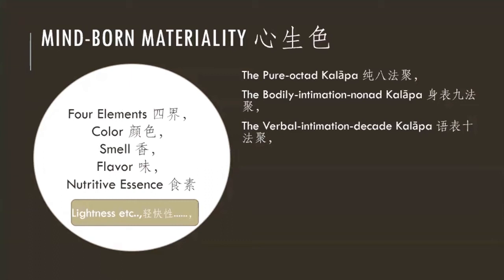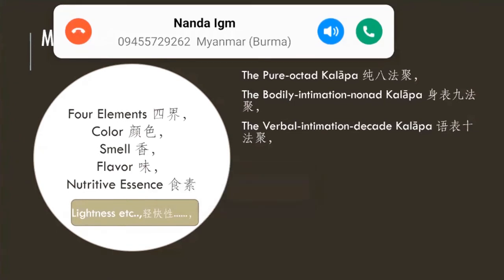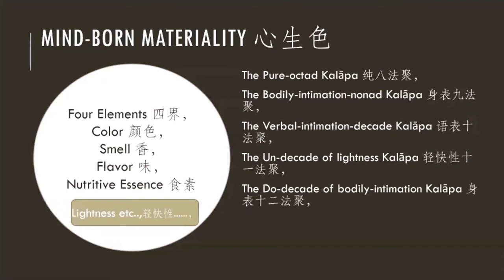When we have these 3, that means our body is very active. Normally, if we just move normally or speak normally, then no lightness, no softness, no wieldiness. We have to know these 3 can arise. Then there will be the sound-lightness kalapa. So 8 plus 3, this is called the lightness kalapa. So there we have altogether 11, right? Then again, the 2-decad bodily intimation kalapa.